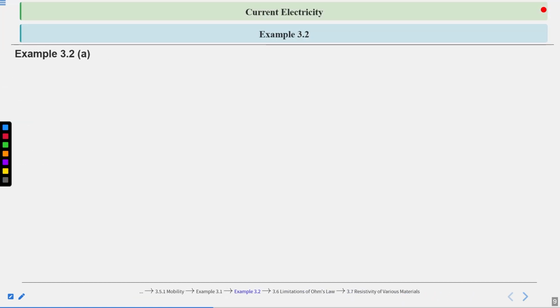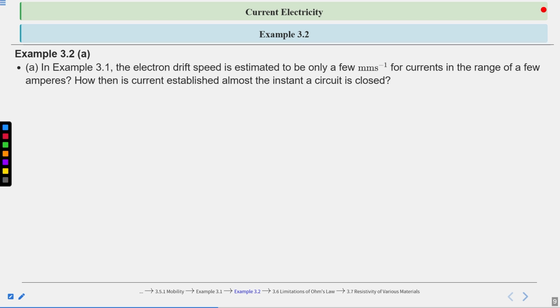Now, next example 3.2, part A. What is part A? In example 3.1, the electron drift is estimated to be only a few millimeters per second for currents in the range of a few amperes. How then is current established almost the instant a circuit is closed?